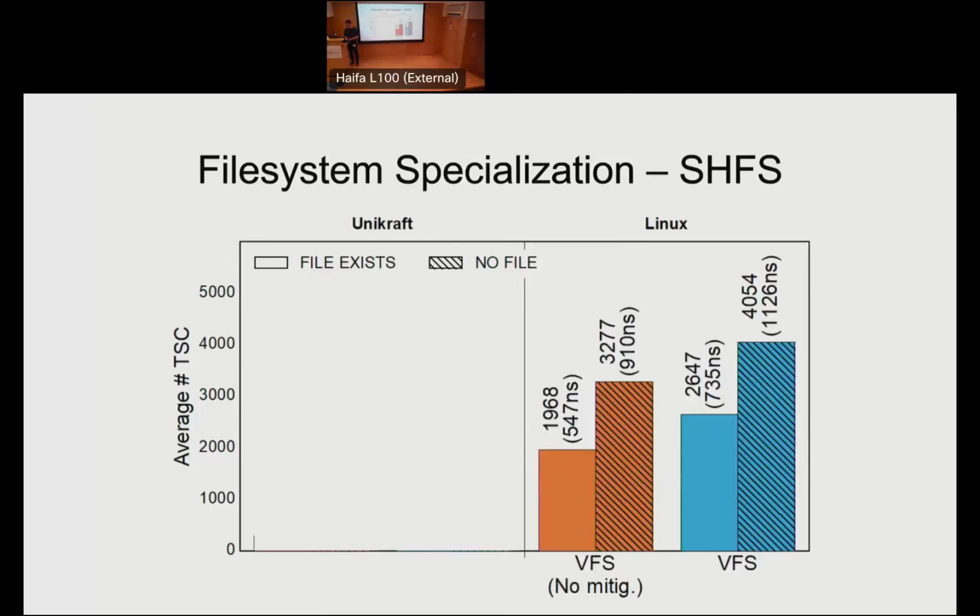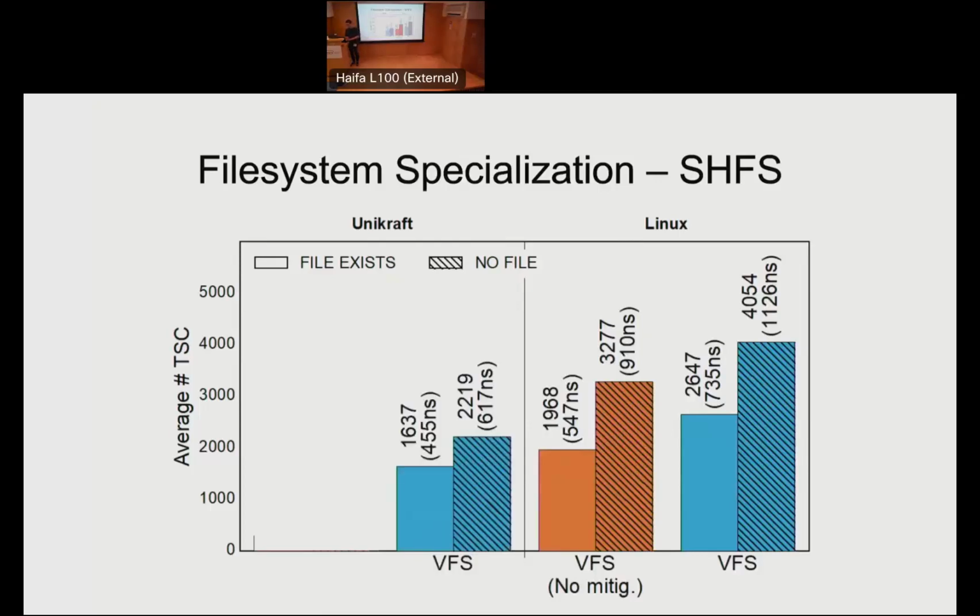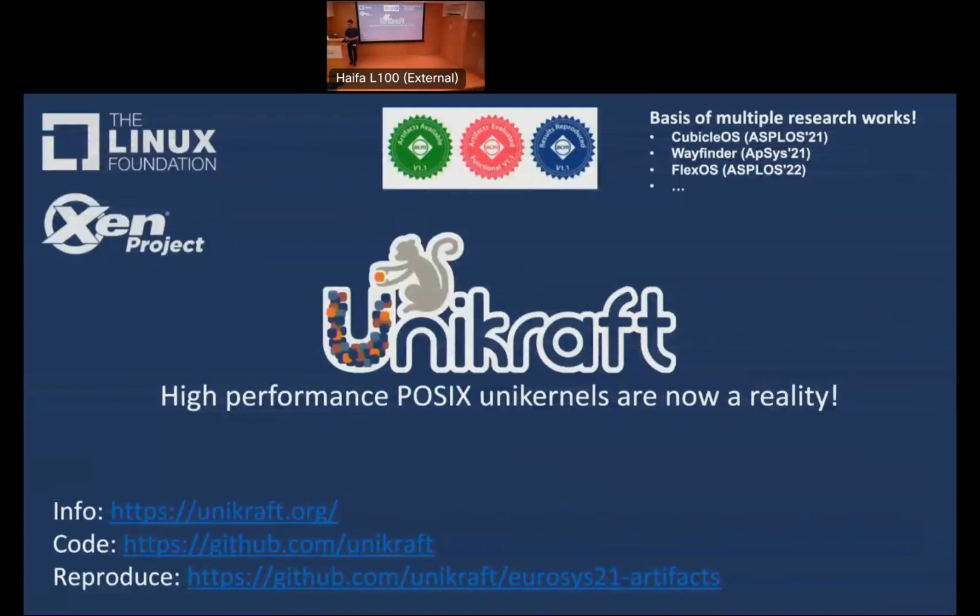Comparing this against our VFS, we get about 1,600 to 2,200 cycles, which is half of Linux, which is already a fairly good benefit given that this is free. Now the most interesting part is probably SHFS, the specialized file system, where by doing this specialization and plugging at these low-level APIs, we can get an order of magnitude better performance. So overall, we think that the goals that we set initially have been achieved.